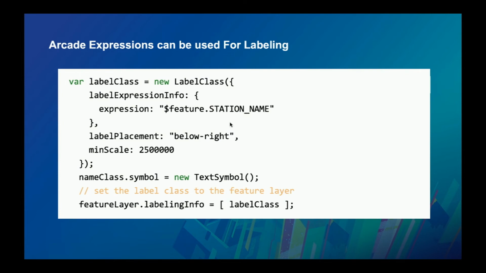Labels, so Mohan demonstrated this one. Let's say you have your weather stations and you just want to display the station name next to your point. You just reference $feature, that station name.